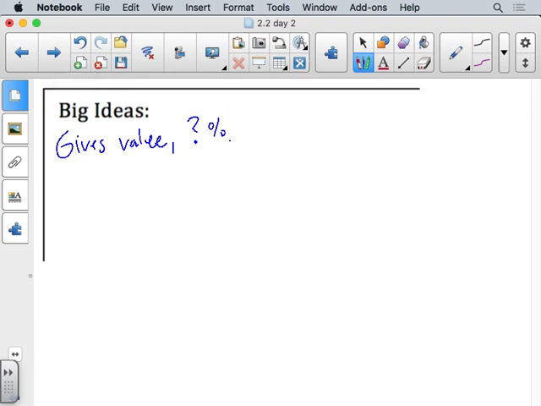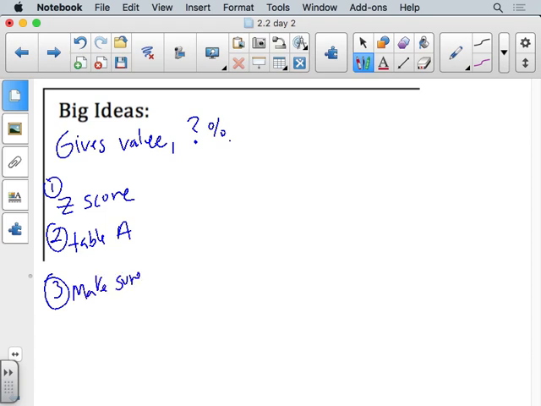What you want to do is get your z-score, look that up in the table, and make sure you don't need to subtract anything from it. So if it's less than, your table A is good. If it's in between, you need to subtract something. If it's greater than, you need to subtract from one. So last step would be make sure you don't need to subtract anything.